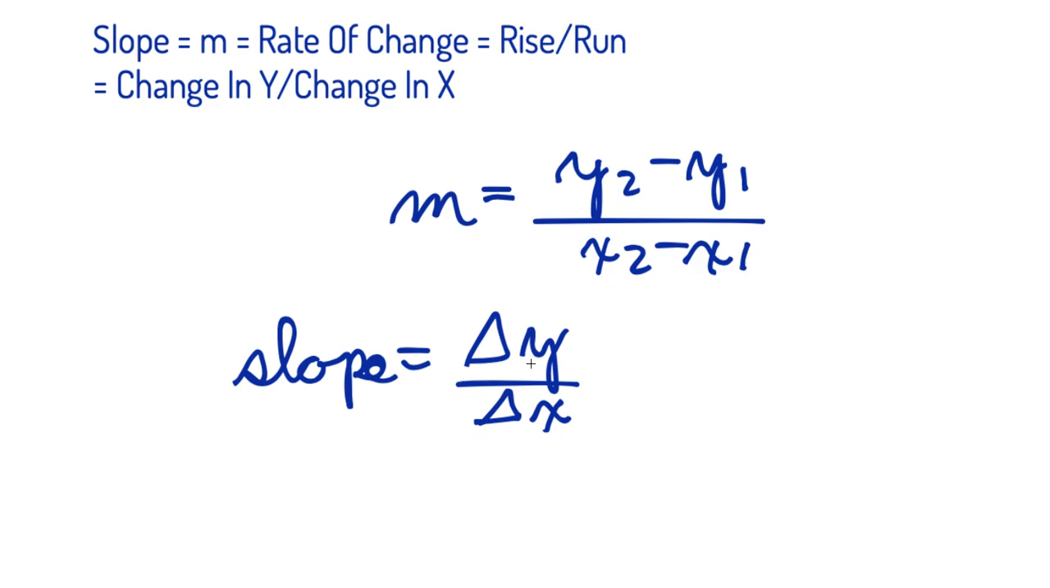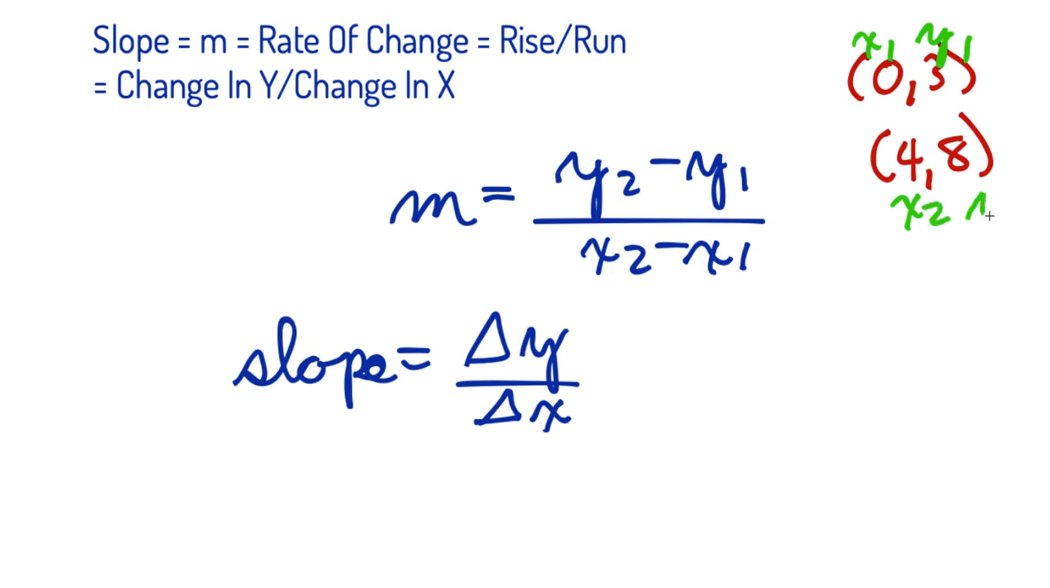And it would typically be with something like, let's say we have 2 points, (0, 3) and (4, 8). So if I were to label, this would be x1, y1, and this would be x2, y2.